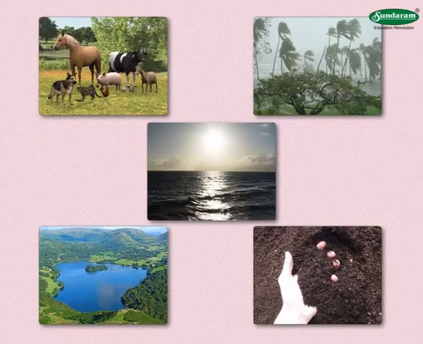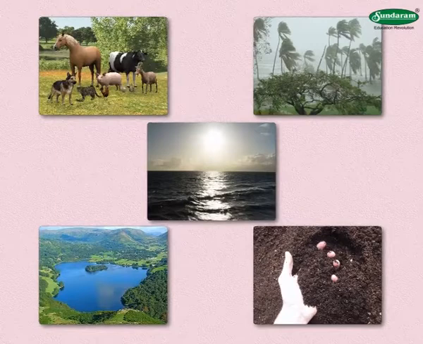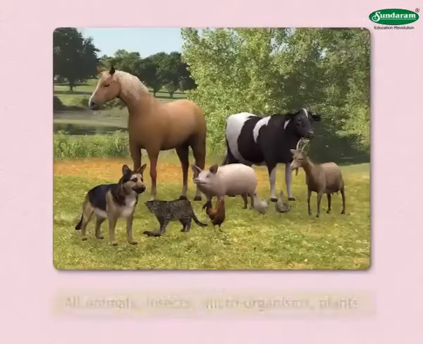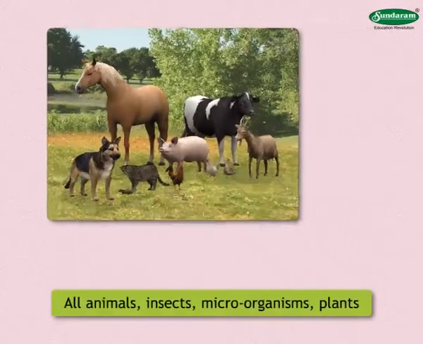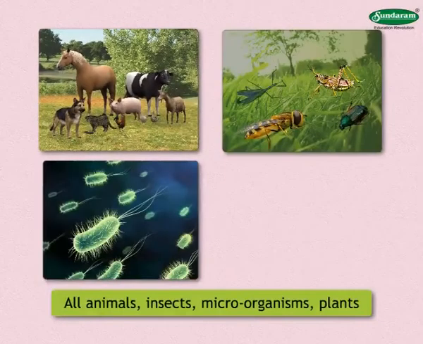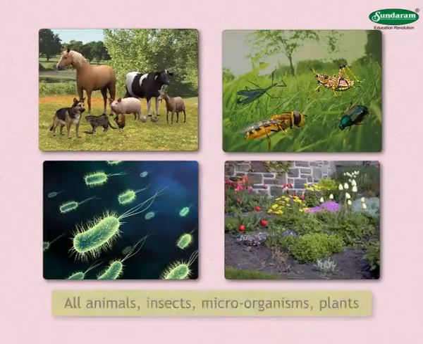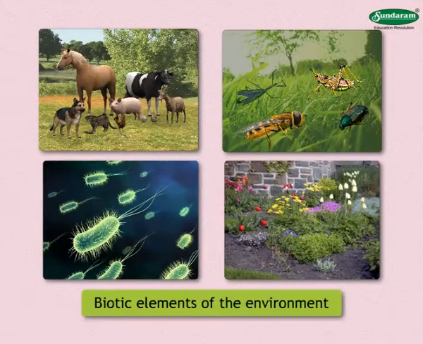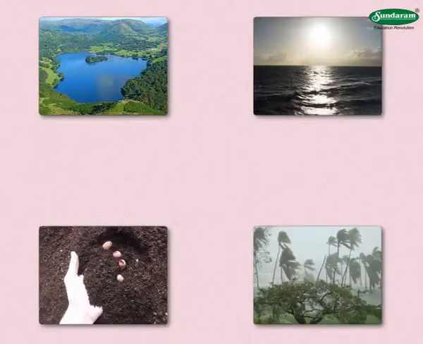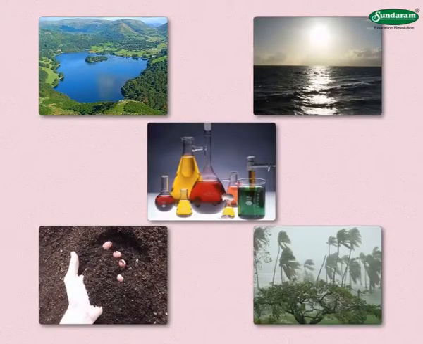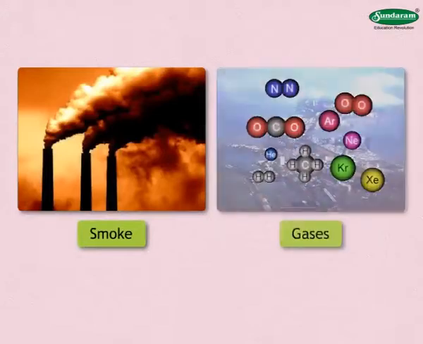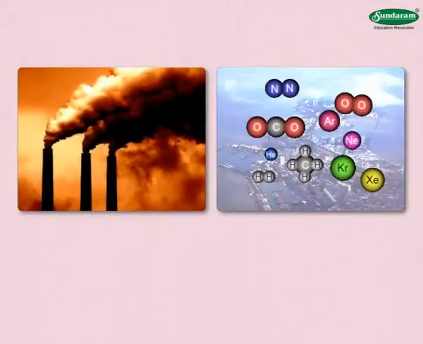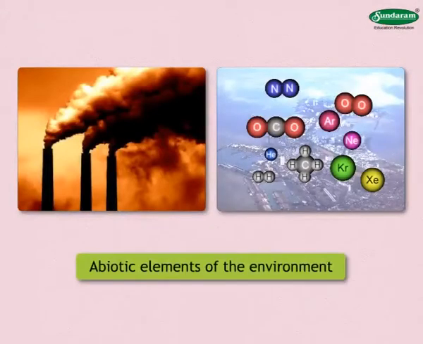All living things, air, water, soil, sunlight are all components of our environment. All animals, big and small, insects, microorganisms, all plants, that is, all living things are called the biotic elements of the environment. Water, sunlight, soil, air, chemicals mixed with the air and water, smoke, gases, etc. are called the abiotic elements of the environment.